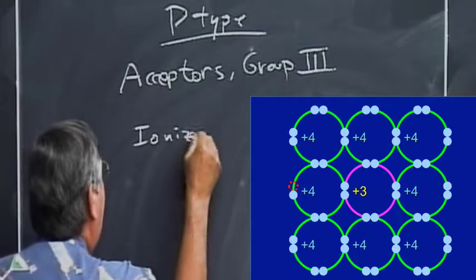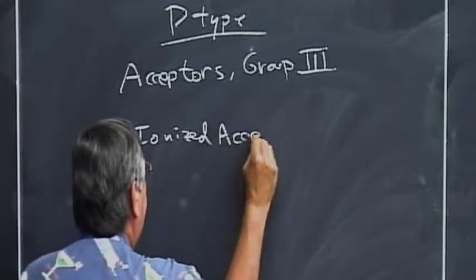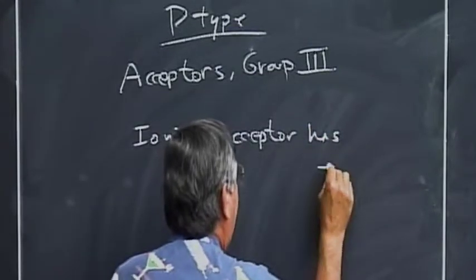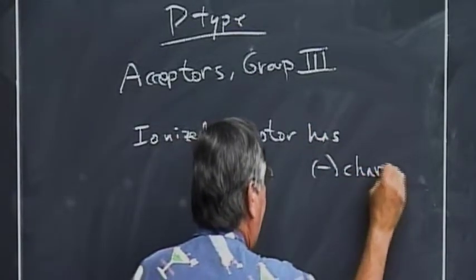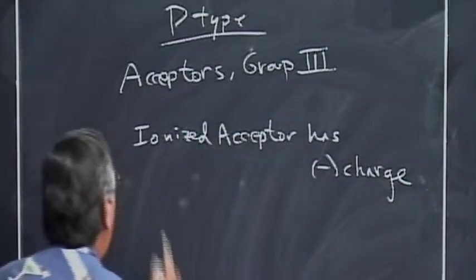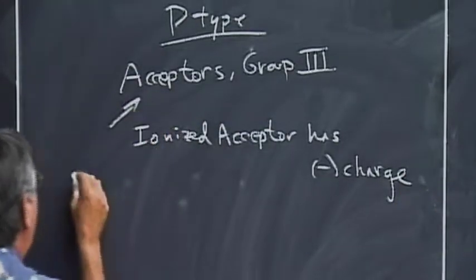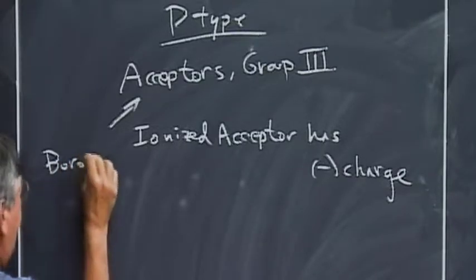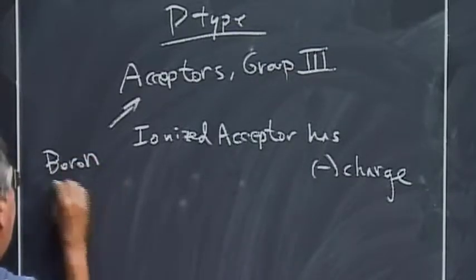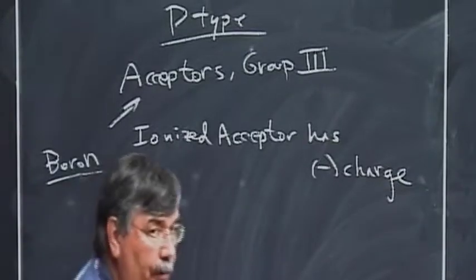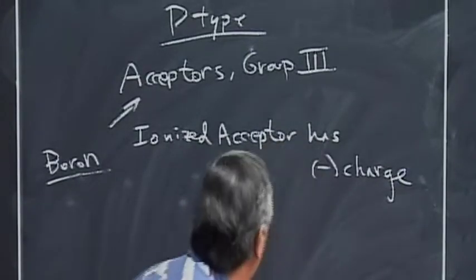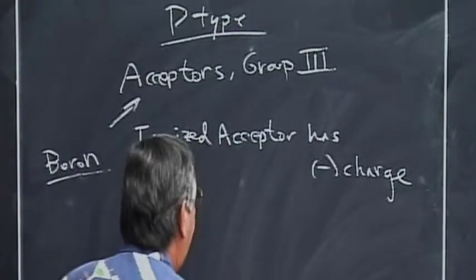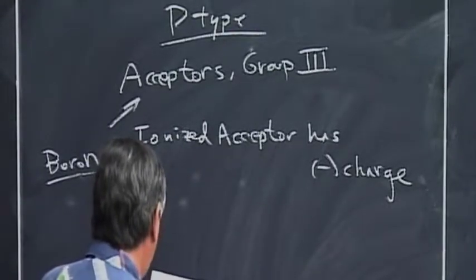So the ionized acceptor is fixed and has a negative charge. 1 negative charge per acceptor. All right. By the way, the main acceptor is boron. There are other things in group 3 that can work, but the most common acceptor is boron. All right, and it's in group 3. So the ionized acceptor has a negative charge, and it stays fixed.